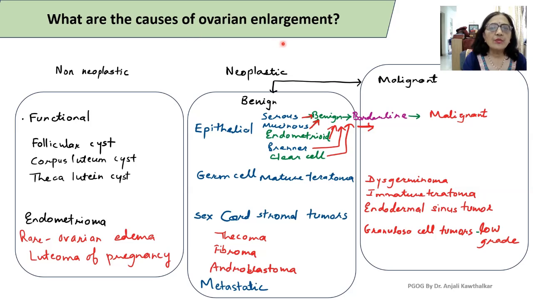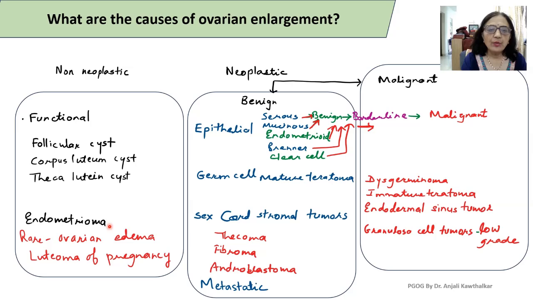So what are the causes of ovarian enlargement? If you are asked this question, you should divide it into causes of ovarian enlargement as non-neoplastic and neoplastic. Please do not confuse the functional cyst as neoplastic. That is the concept I want all of you to carry with you, that functional cysts come under non-neoplastic, which includes follicular cyst, corpus luteal cyst, or theca lutein cyst.